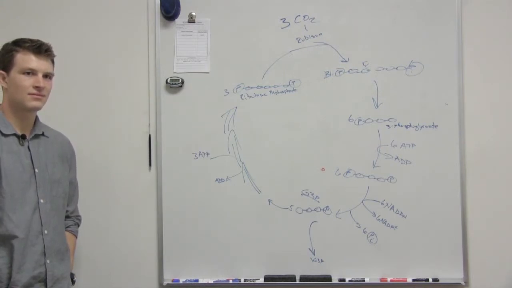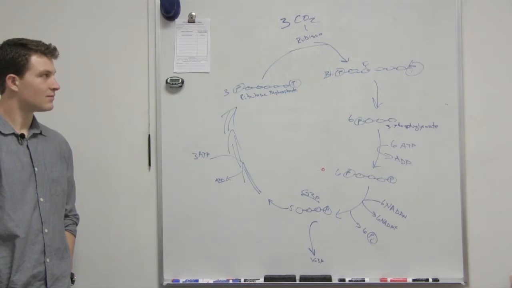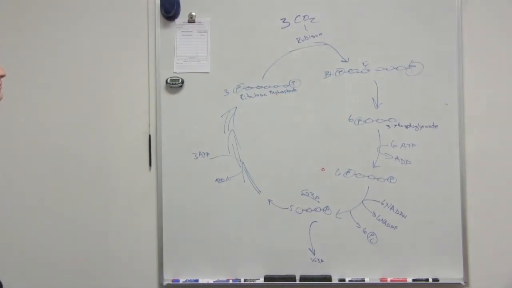Because like we said before, it's 6 cycles to make that, and the CO2s come in 1 at a time. So this represents 3 cycles. And so you would need 2 of these to make 1 glucose molecule. And so it would just be 2 of what we see here, which requires 6 NADPH. So 12.